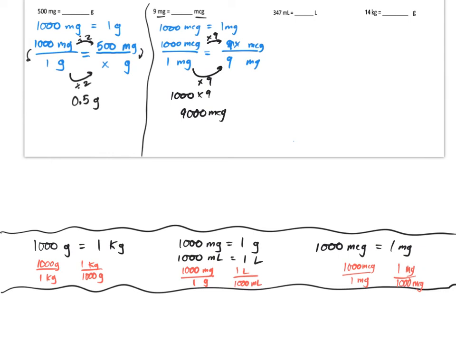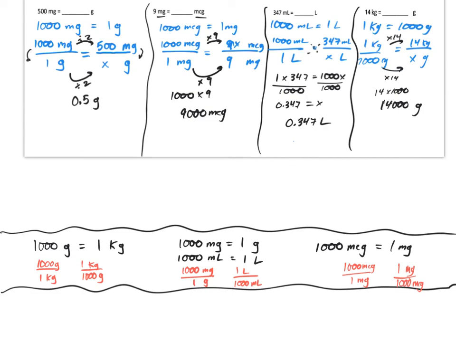So if you want to go ahead and pause this video and finish the next two, start by writing the ratio that you know, and then think about what you're looking for and what is still unknown, and use what you learned about ratios and proportions to find that unknown missing value.